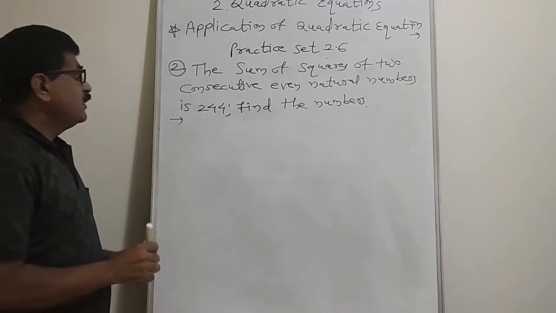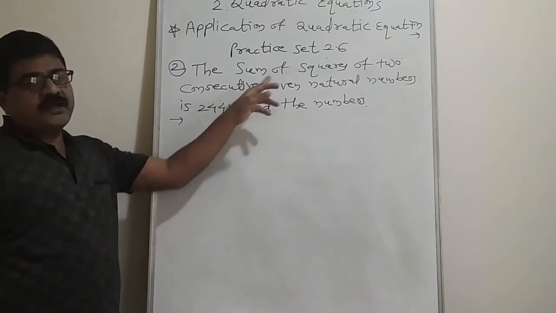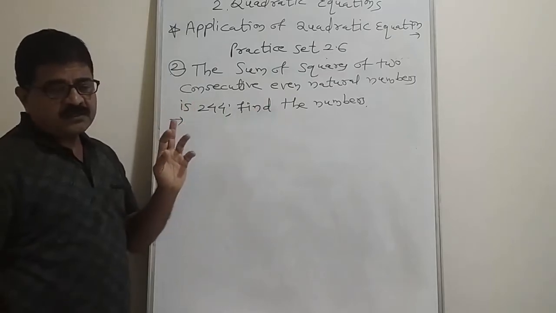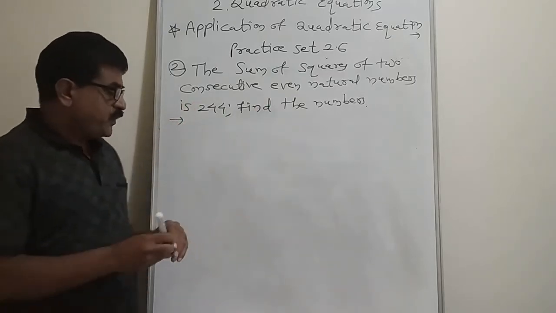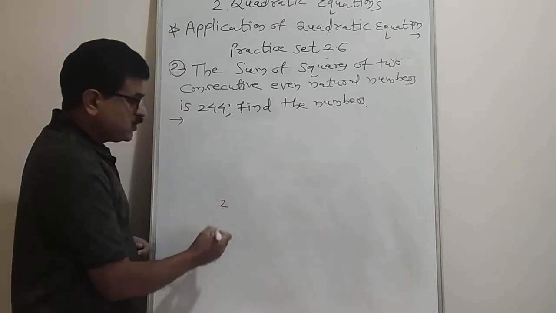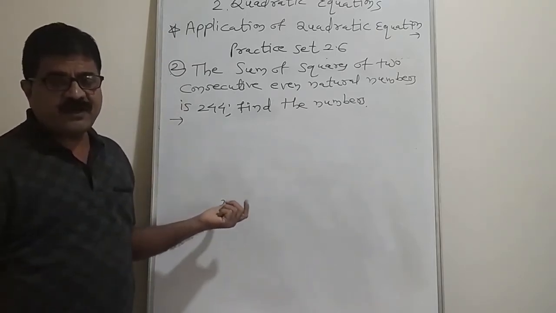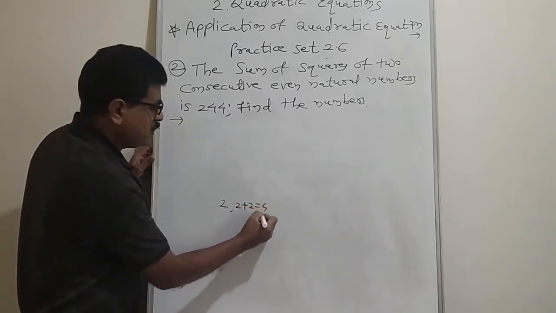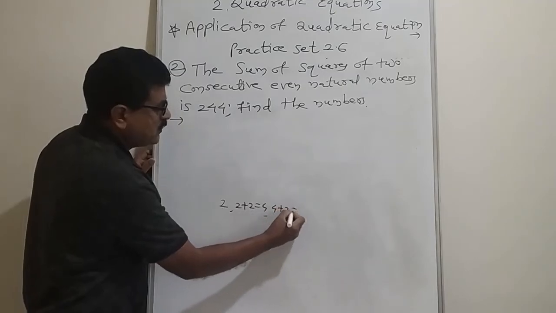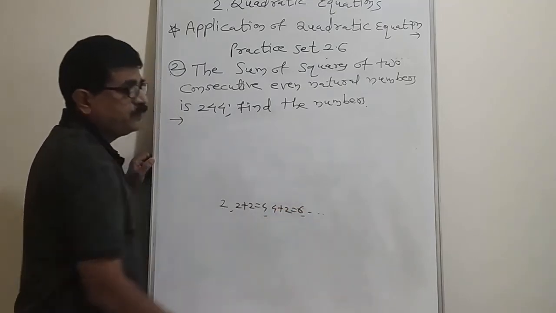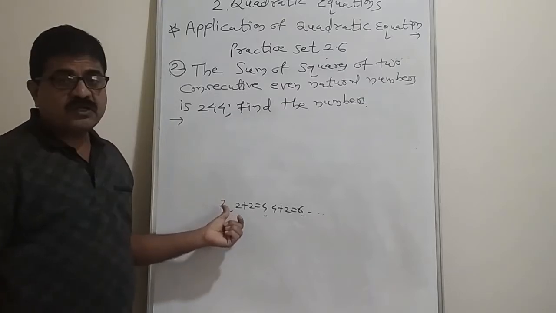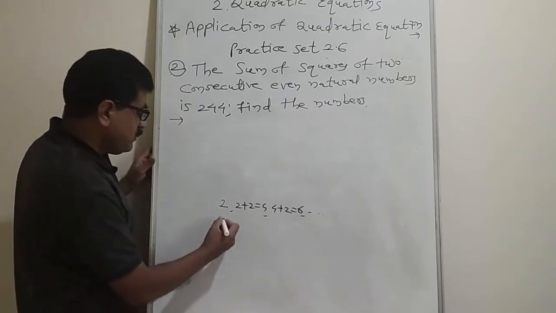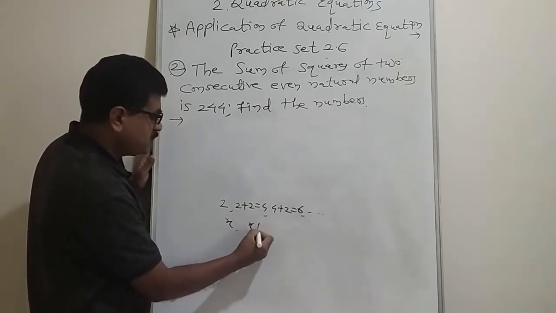Now here, the sum of squares of two consecutive even natural numbers is 244. Find the numbers. Now we know that the first even natural number is 2. Now what is the second even natural number? That is, 2 plus 2 is equal to 4. Third, 4 plus 2 is equal to 6, and so on. That is, for two consecutive even numbers, the difference between them is 2. If the first number is x, then the second number becomes x plus 2.